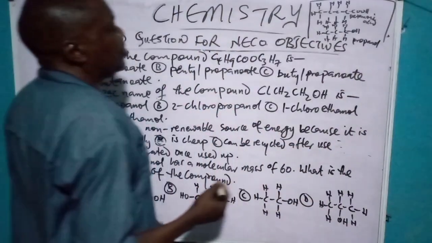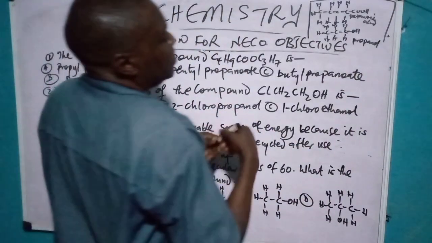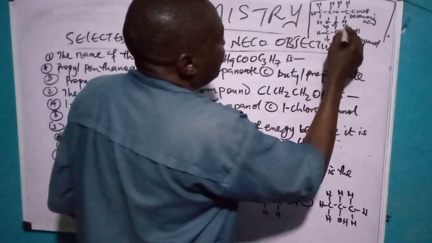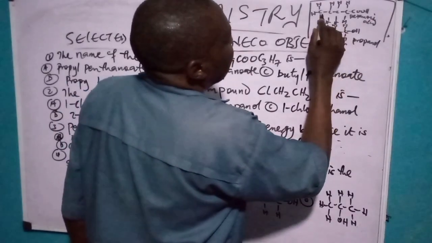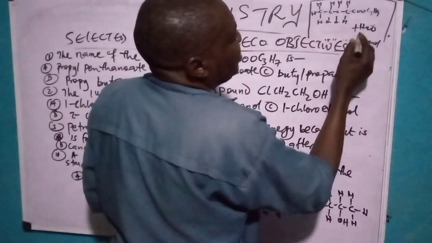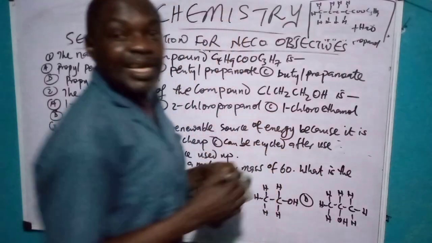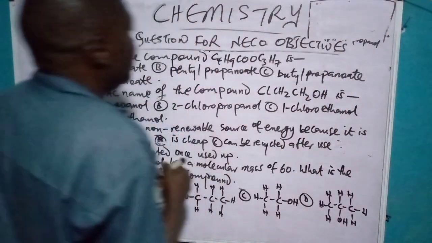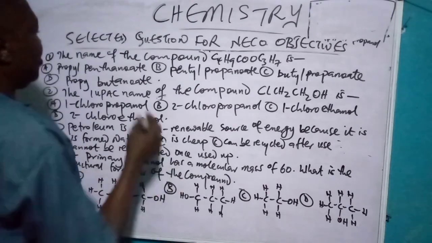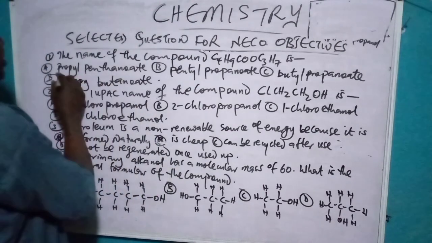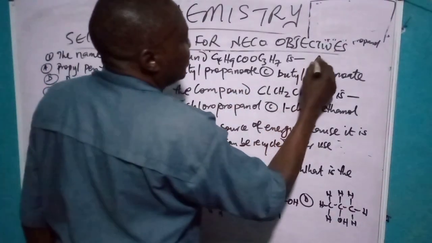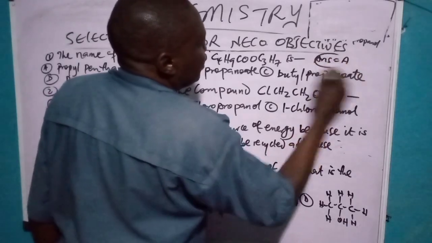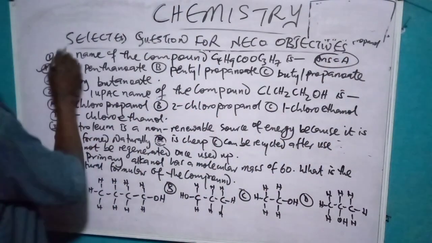When both of them join together, you have propyl pentanoate. This is called an esterification reaction. So let's see the answer. Propyl pentanoate is what we said. Propyl pentanoate. So the option here is A. That's the answer.